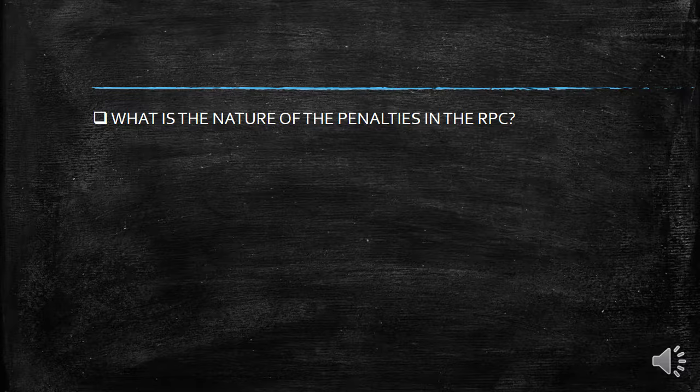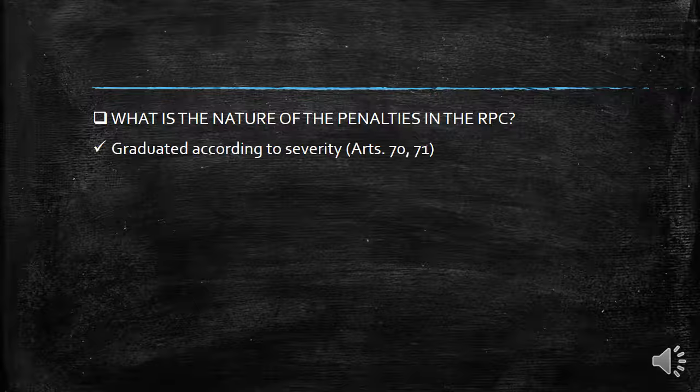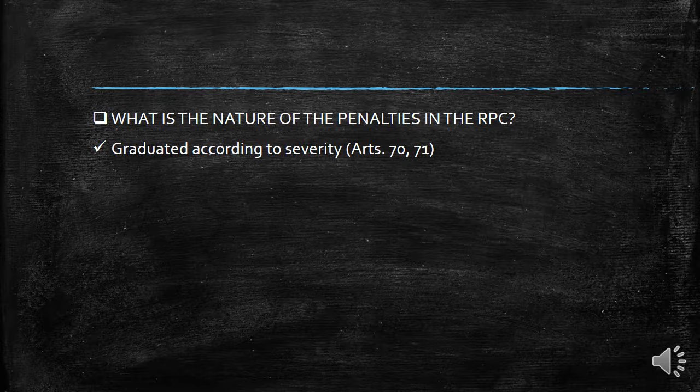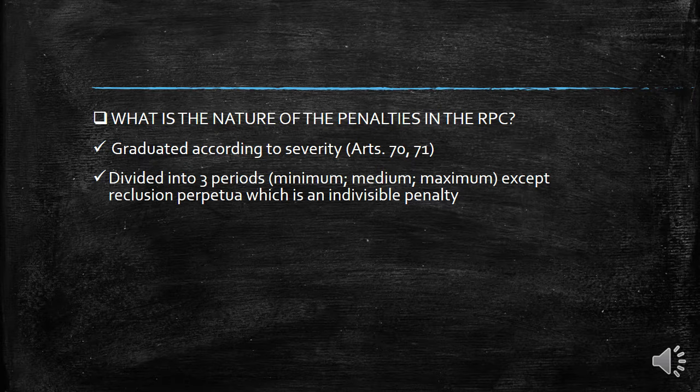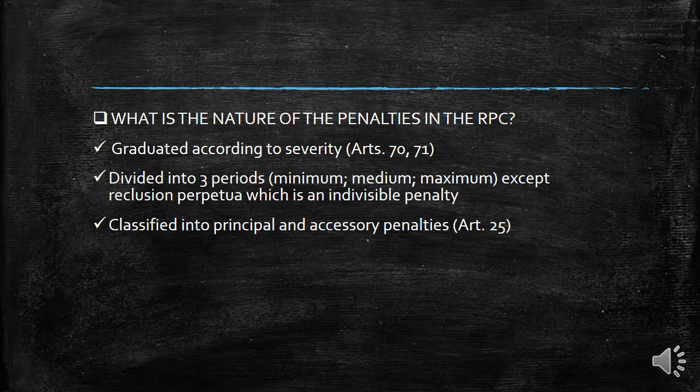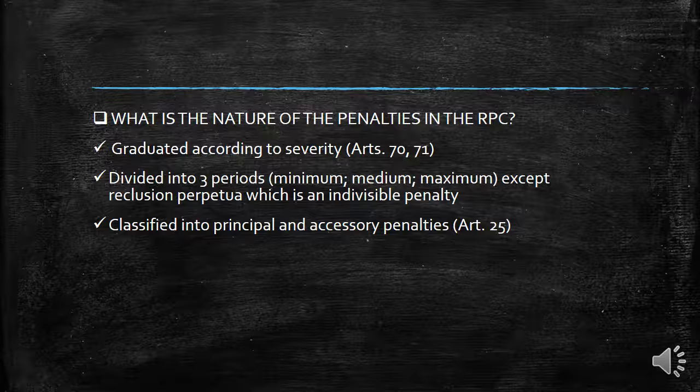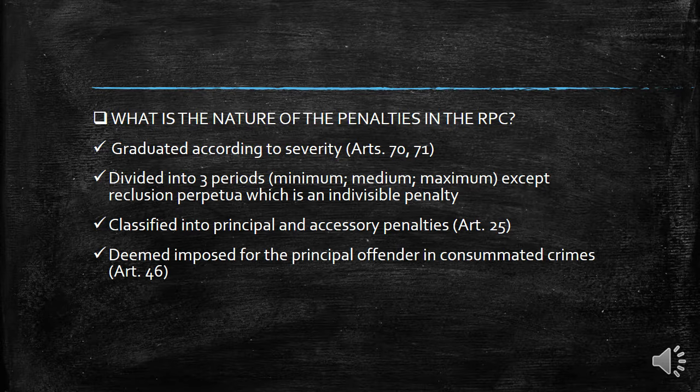What is the nature of the penalties in the RPC? First, it is graduated according to severity. We will discuss more of this when we reach Article 70 and Article 71. It is also divided into three periods: a minimum, a medium, and a maximum, except reclusion perpetua, which is the only indivisible penalty left. It is also classified into principal and accessory penalties under Article 25. Penalties are also deemed imposed for the principal offender in consummated crimes.